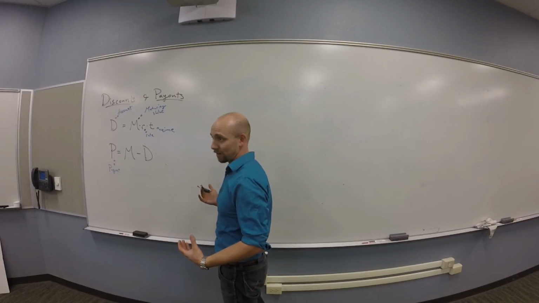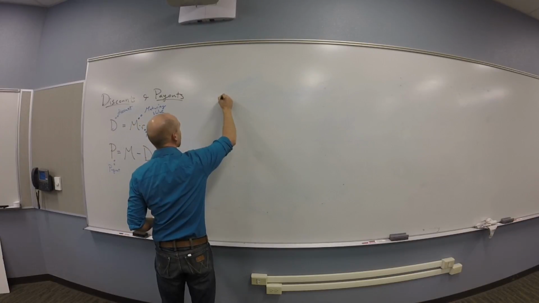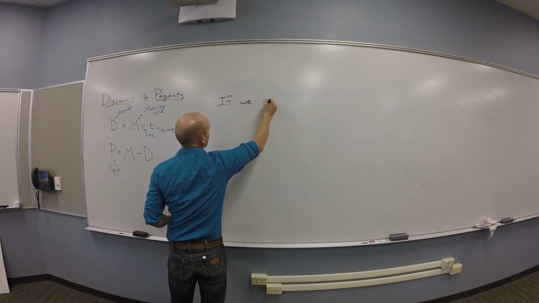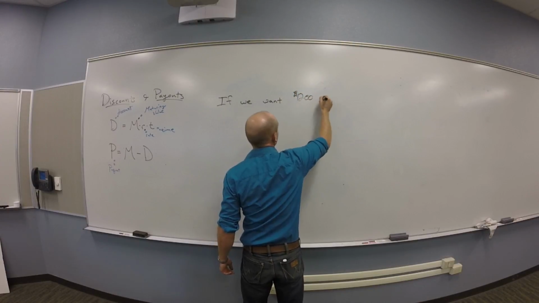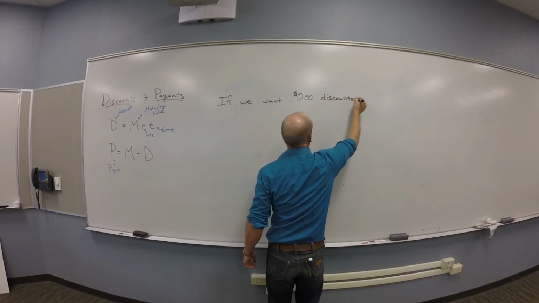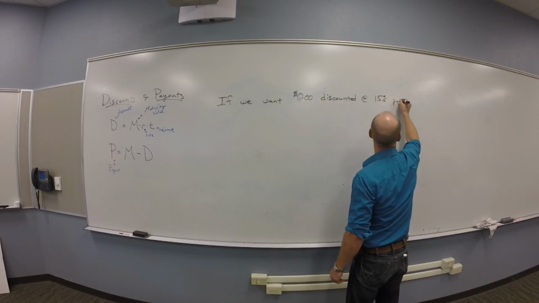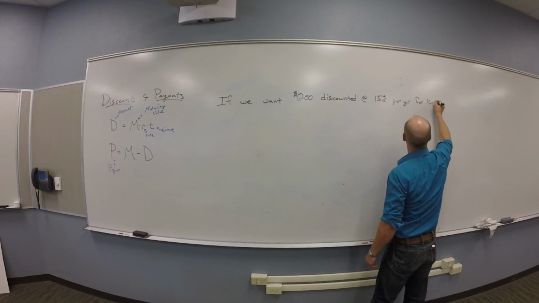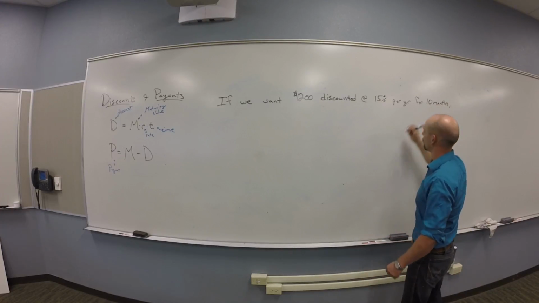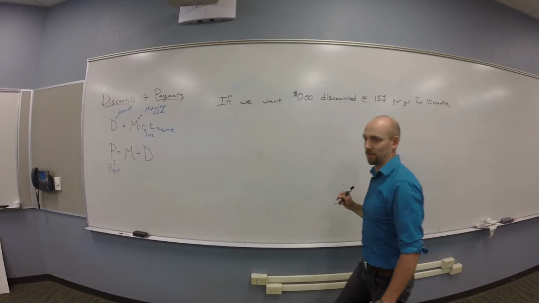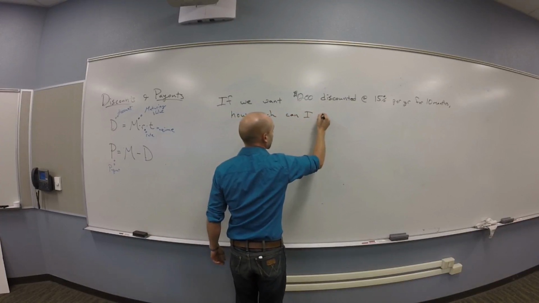Let's test one out. How about that? Sure. So let's say we want to borrow $1,200 discounted at 15% per year for 10 months. Oops, comma, what's the question? How much? What's the payout? Yeah, what's the payout? How much can I get today?